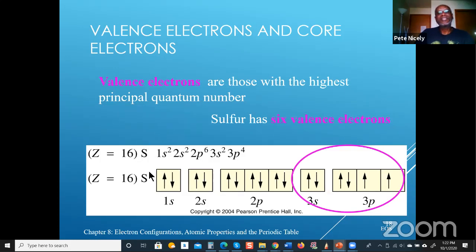So for example, if you look at the electronic configuration of sulfur, which is represented here and here, we can easily identify the valence electrons. The valence electrons will be occupying the shell with the highest n value, which would be the shell which has the 3s and 3p subshells. So the total number of valence electrons here would be 6, 4 plus 2, right? So sulfur has 6 valence electrons, and as such, it belongs to group 6A, right?